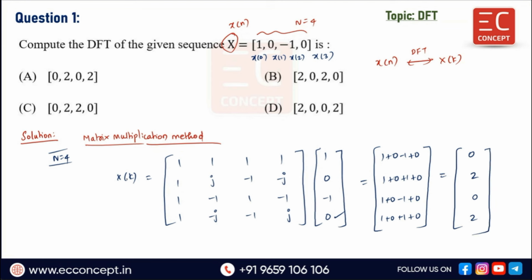Which option is satisfying? Option A is correct. This is a simple, direct question. We have a 4-point x of n given, and we are asked to calculate the DFT. By using the matrix multiplication method we have got the answer. Option A is correct. So next question.